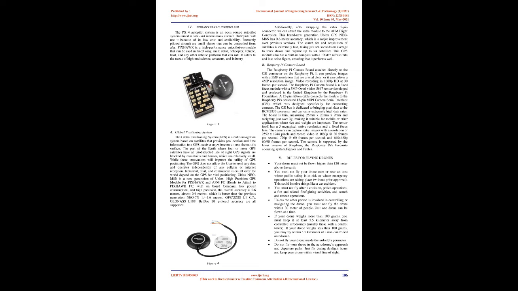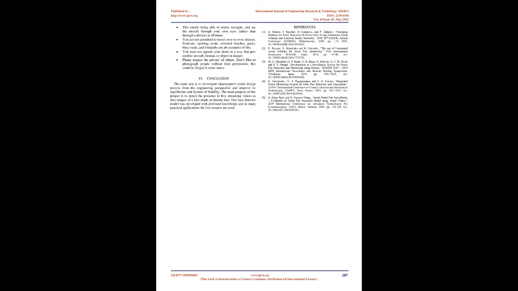The Raspberry Pi camera board attaches directly to the CSI connector on the Raspberry Pi. It can produce images with a 5 MP resolution that are crystal clear, or it can deliver a 4 MP resolution image. Video recording in 1080p HD at 30 frames per second. The Raspberry Pi camera board is a fixed focus module with a 5 MP OmniVision 5647 sensor developed and produced in the United Kingdom by the Raspberry Pi Foundation.